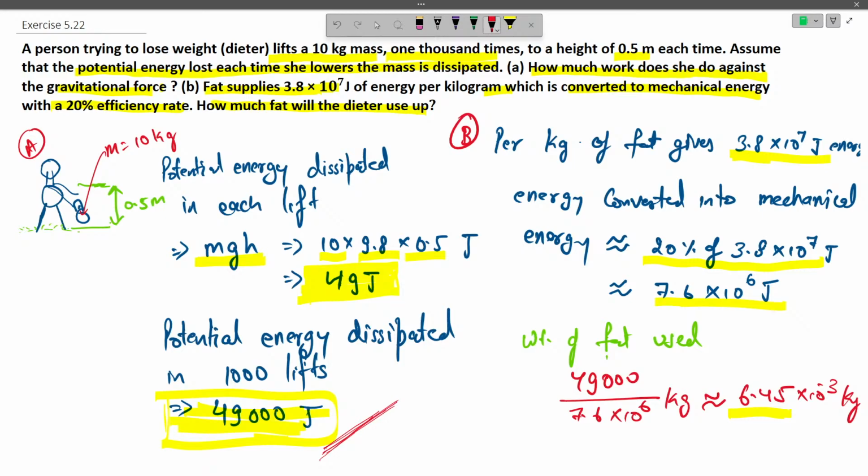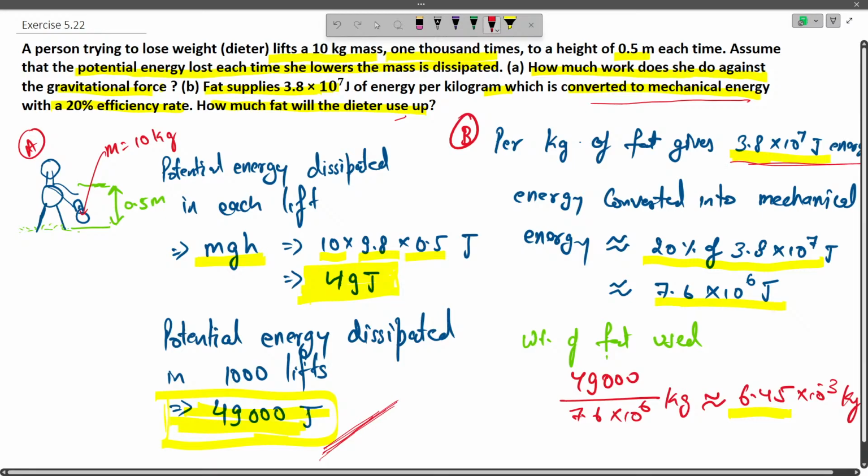Now the second question is, fat supplies 3.8 into 10 to the power 7 joule of energy per kilogram, which is converted to mechanical energy with 20% efficiency. How much fat will she use up? Per kg, the fat gives this much joule. The energy converted into mechanical energy is this. So if she burns 1 kg of fat, only 20% of it is converted into mechanical energy, and that is 7.6 into 10 to the power 6 joule.